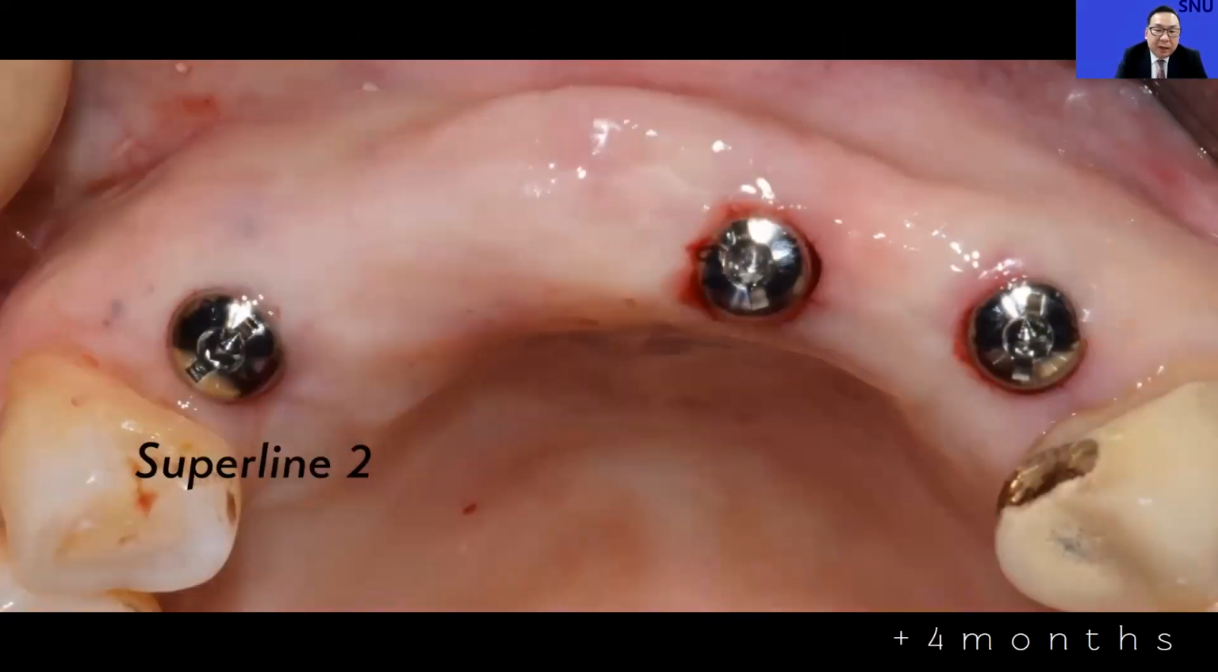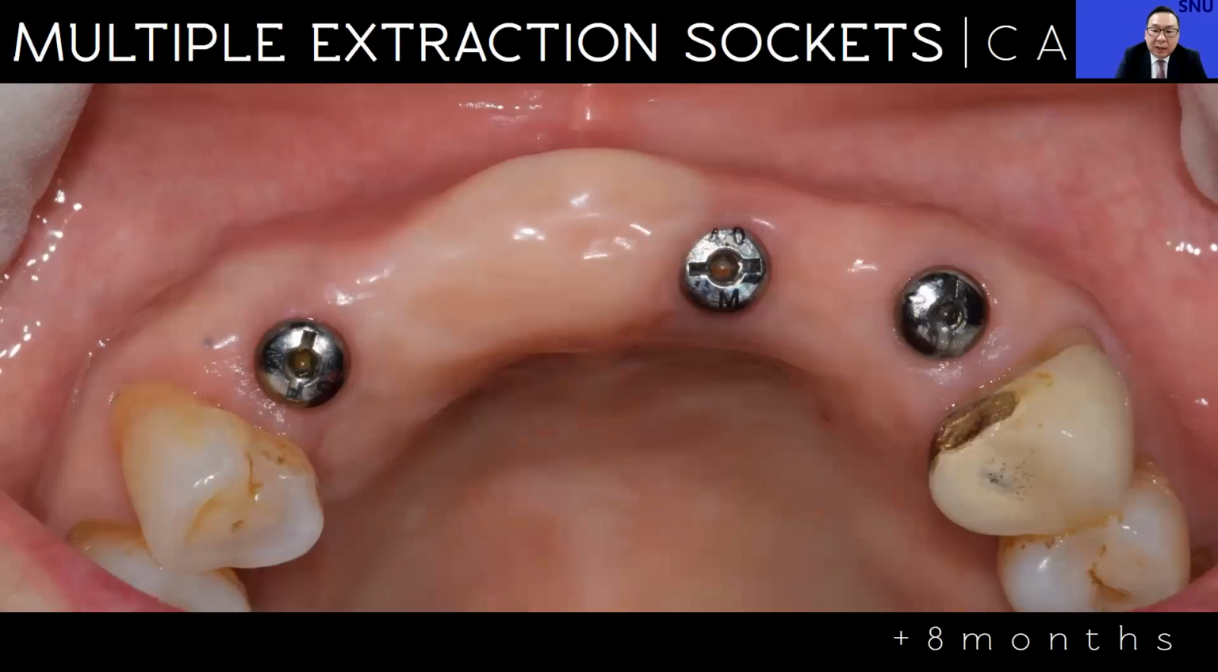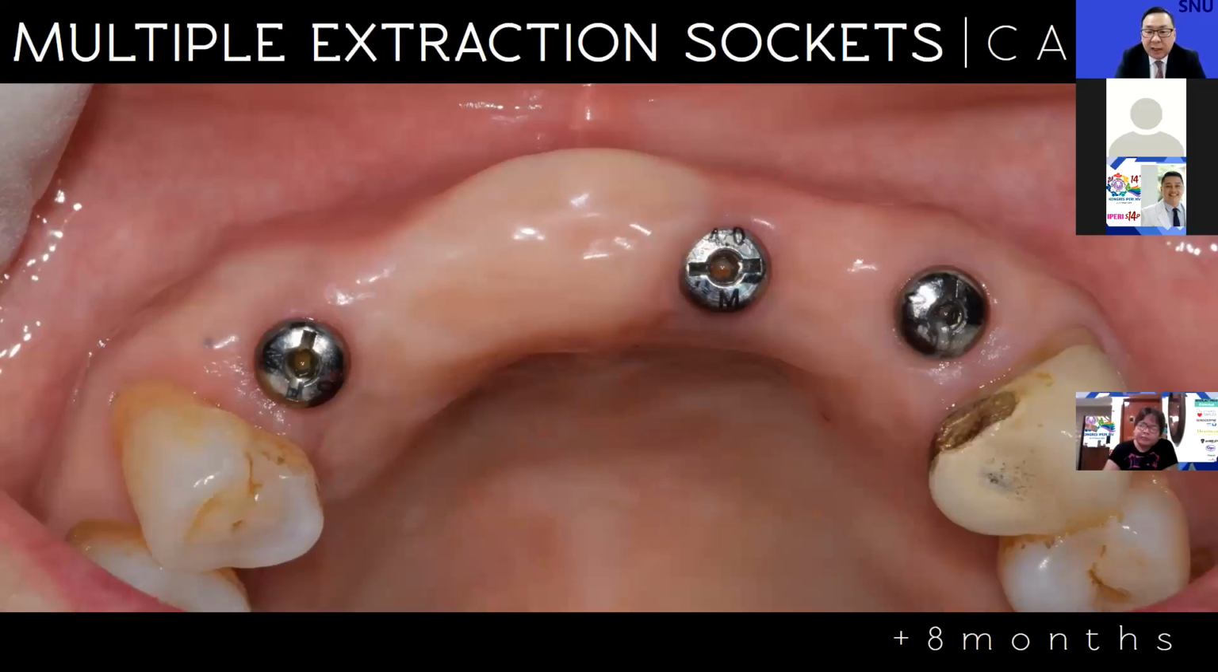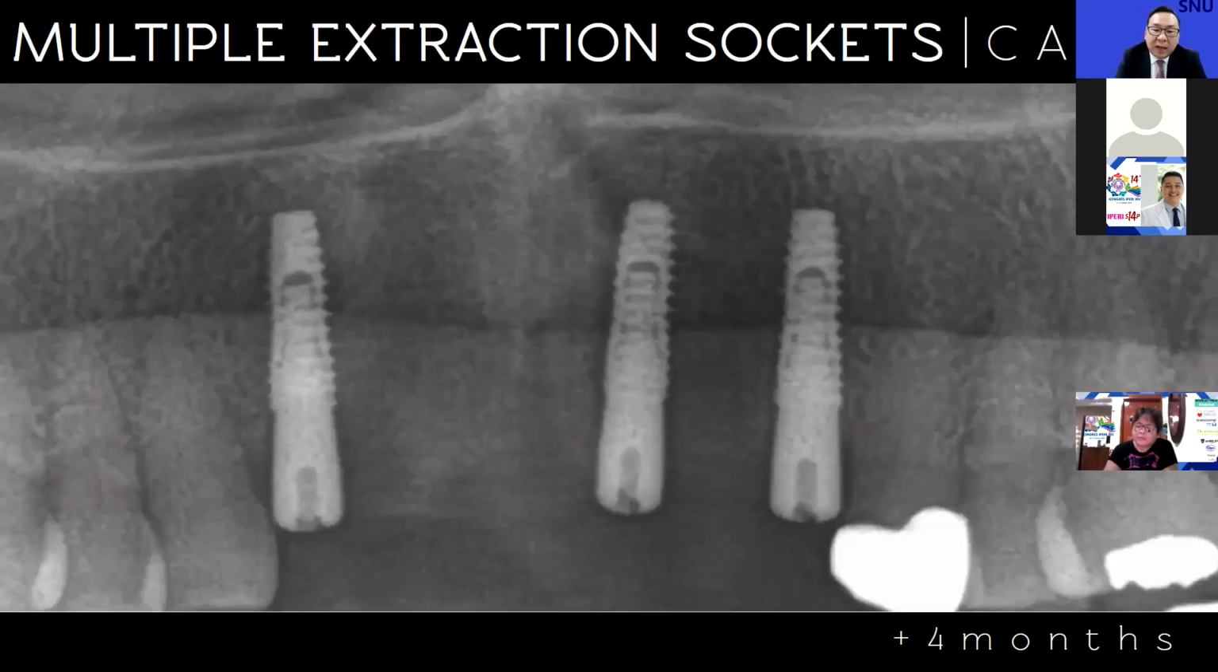And then we placed 3 implants. We originally planned to place 4 implants. However, the patient had some financial issues, so we decided to just place 3 implants. And then this is the healing with the implants, the healing abutment. Okay, and then we have the nice 3 implants in, and this is how we finished the case.